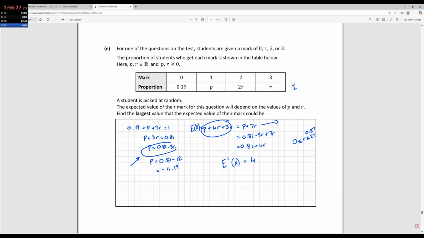So I guess ignore this and then take this and then say if R was 0, that would be 0.81. If R was 0.27, that would be 1.08, so that would be 1.89. I think that might be it, actually. Yeah. Sure. Can we say that? Yeah, R has to be in between those two numbers, or else the probability on the left doesn't make sense. And then I just use the two extremes. Yeah, okay.